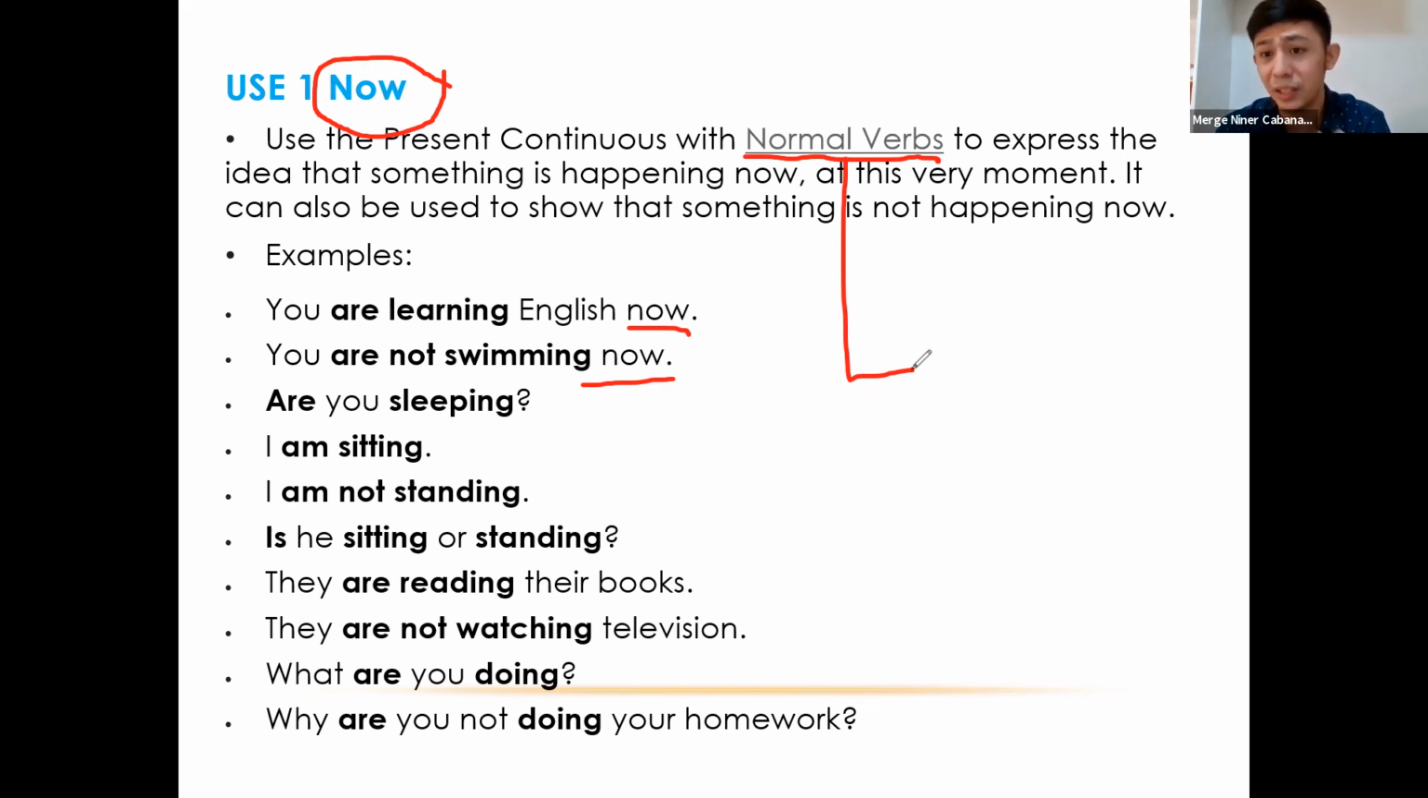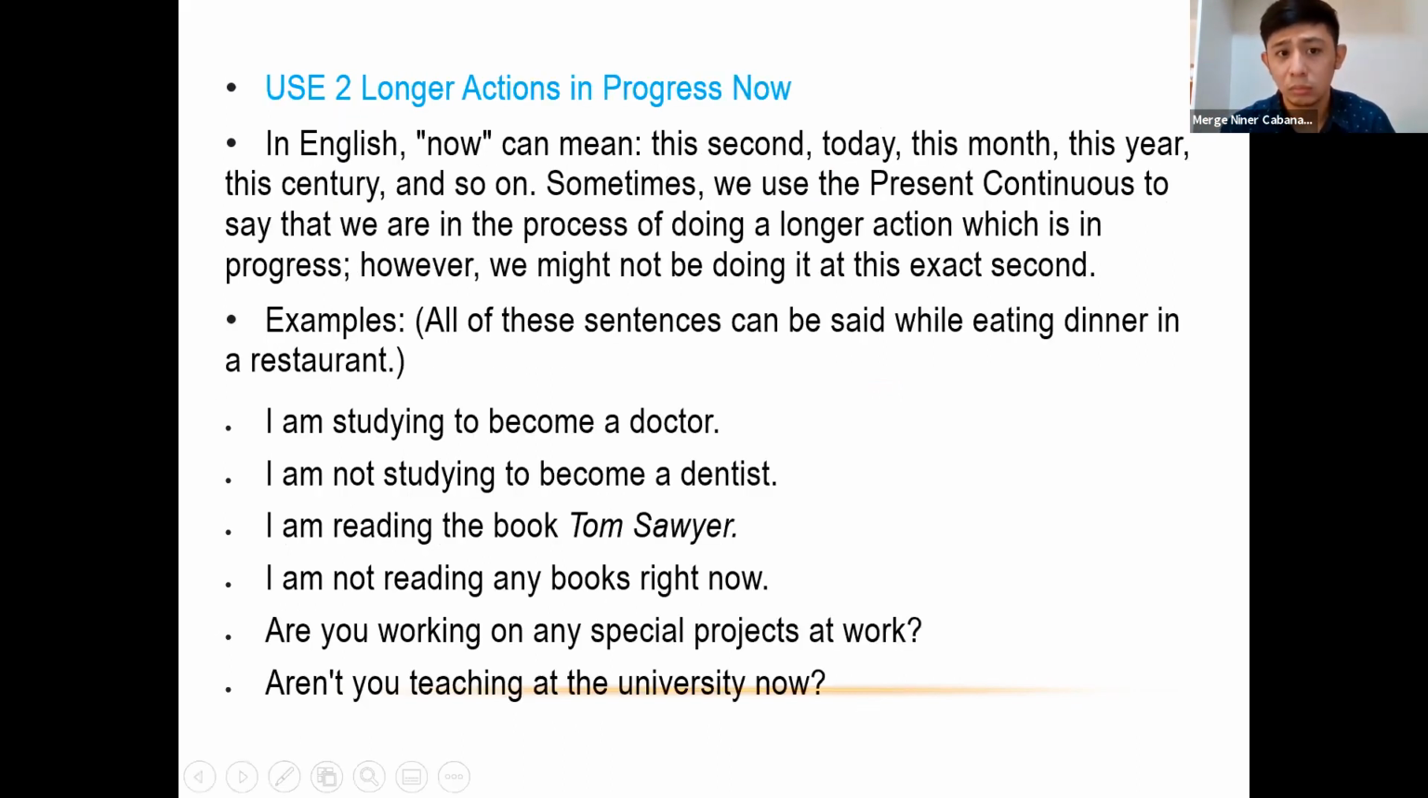So we have your "now." If your discussion, your sentence, your speech, your statement contains a "now," you're going to use a normal verb, a verb that has an action, any action at all: sleep, eat, run, hide, anything that can be seen, that can be felt. So you will be using the present continuous if it has a "now." That is the first use.